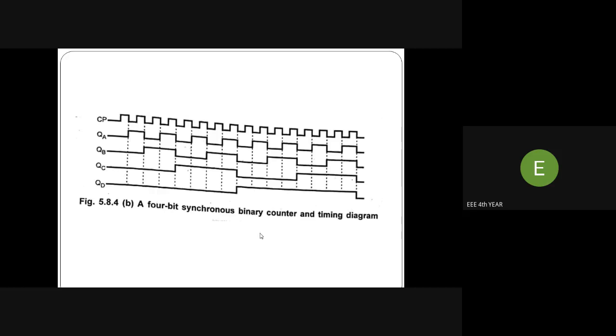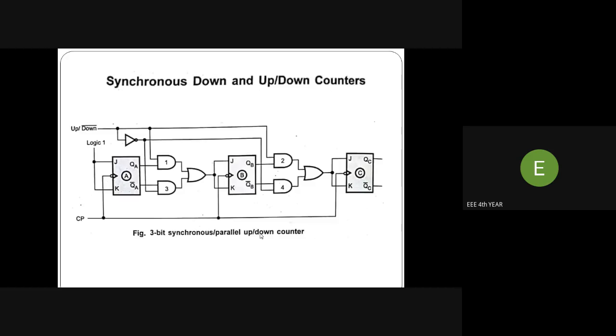Now see the first QA flip flop output. When the next negative edge occurs, the QB flip flop toggles from 1 to 0. In this manner the cycle continues, and it counts from 0000 to 1111 and again resets to 0000. Okay, next, synchronous down counters and synchronous up down counters.